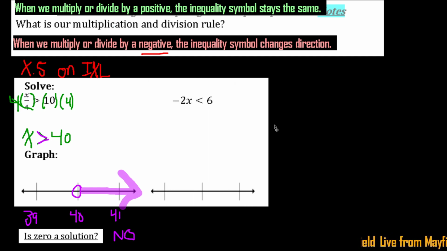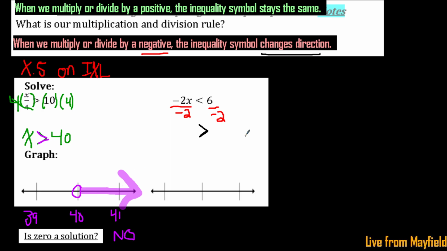Moving on, it has negative 2x is less than positive 6. Make sure that you can always divide by the coefficient, so we're going to divide both sides by negative 2. Right away, before I do any calculation, I see I'm dividing by a negative. So right away, I can change the direction of my inequality symbol. Make sure that you are changing that direction, and you can write that first.